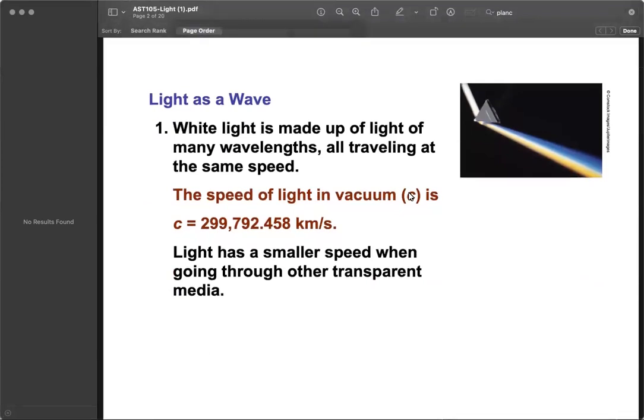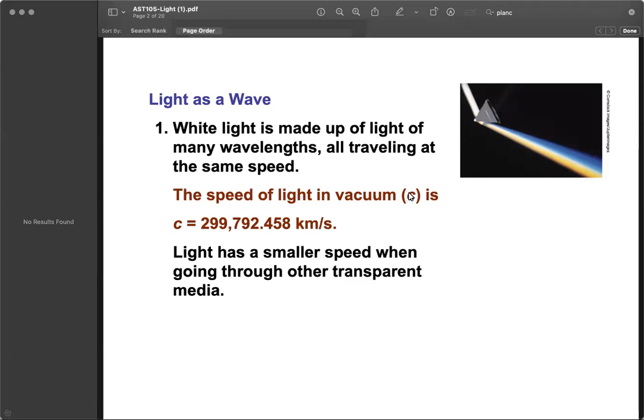White light is made up of light of many wavelengths, all traveling at the same speed. The colors that you see in a rainbow, which you can remember as Roy G. Biv, red, orange, yellow, green, blue, indigo, violet, mix together to produce the white light that we see. When that white light passes through a prism, the prism separates those colors to show you what those colors are. Those different colors are present because of the different wavelengths.